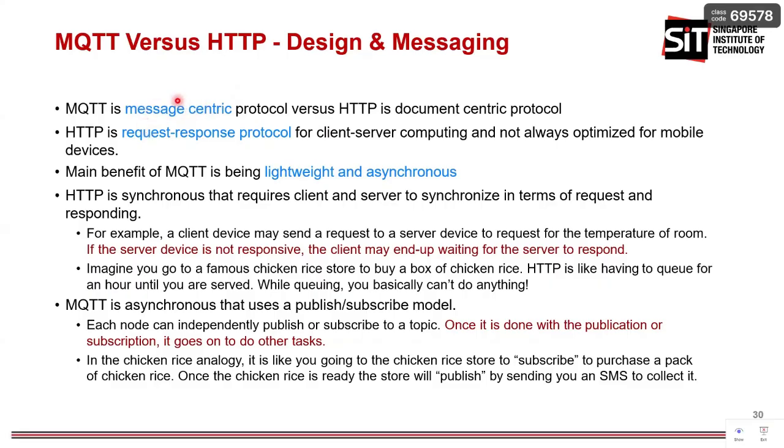Here are some of the words that are highlighted. MQTT is more message centric, which means small packets of information, versus HTTP, which is more document centric. Documents refer to larger data sizes. HTTP is request-response, so you need to request first before you get data. But MQTT is asynchronous because there's a broker. The broker will help push the data out, and it's lightweight.